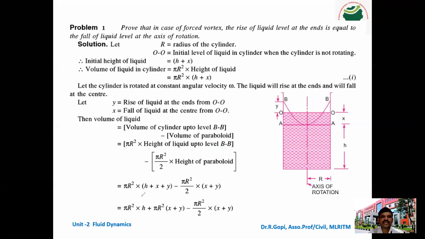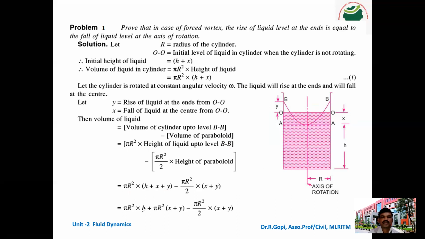So now write down the equation. So pi r square, same as before, times the height of the liquid up to level BB. Now from here to here, what is this height? Tell me. Here h up to this level and x up to O level. So we need up to B, so add y. So h plus x plus y. This is the height of the liquid up to level BB. Minus pi r square by 2 into the height of the paraboloid, which is nothing but x plus y. Don't take the overall height, only that height.